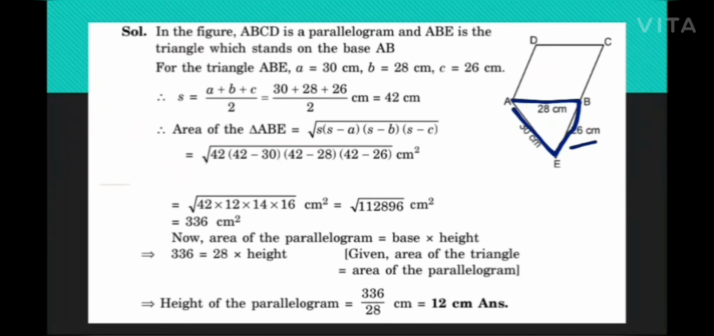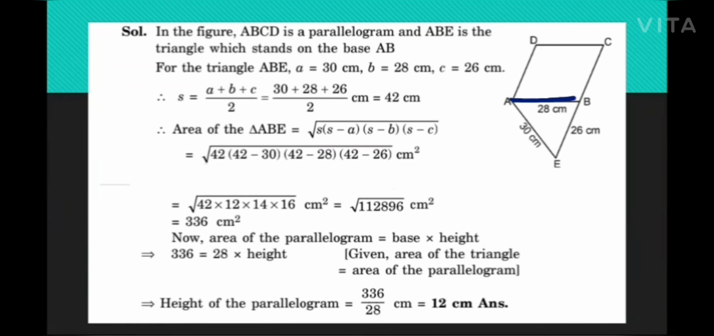Okay, so now do the multiplication of these numbers. As you can see, 7 3s are 21 into 16. Okay, 21 into 16 is equal to 336. Okay, in this way you have to do the simplification here. So the area of the triangle is 336 centimeter square.